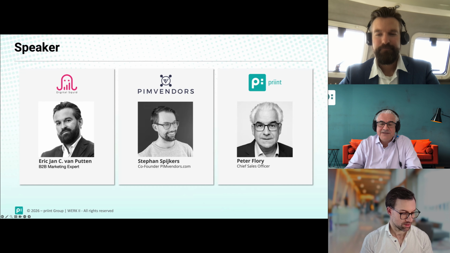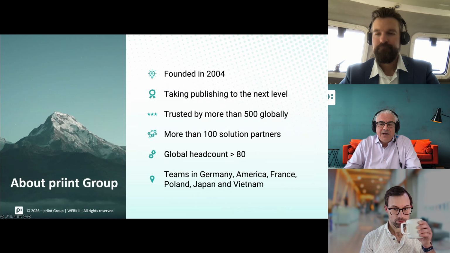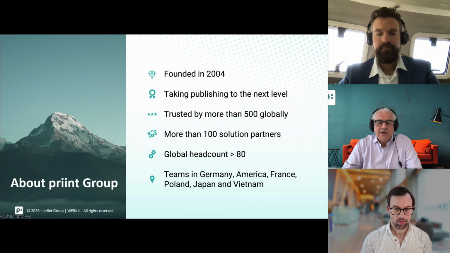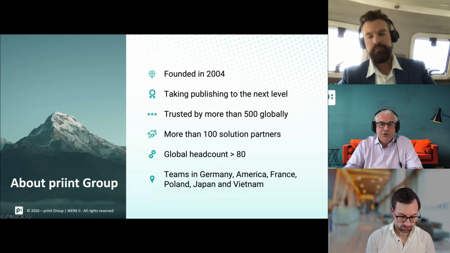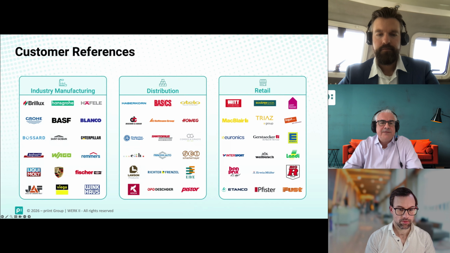Yes. Thank you, Stephan. Before we start, I'd just quickly like to introduce Priint Group. What we do: we automate the production of collaterals for any type of industry, from any data source, at any automation level. So it's a very flexible solution. Here are some of the customers we work with. A lot of manufacturers who produce data sheets and catalogs, distributors and retailers doing flyers, brochures, and so on.